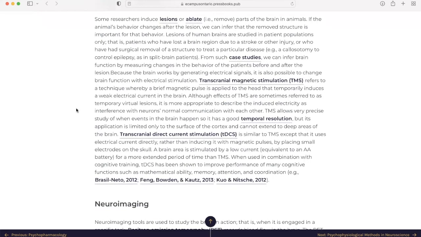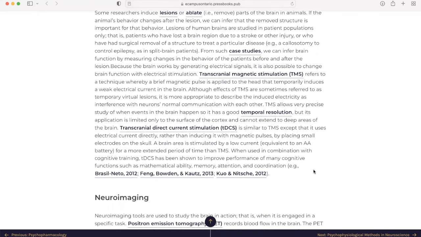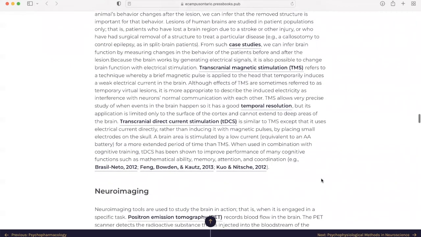One of these is called TMS, Transcranial Magnetic Stimulation, which refers to a technique whereby a brief magnetic pulse is applied to the head that temporarily induces a weak electrical current in the brain. Kind of a virtual lesion, per se. TMS allows very precise study of where events in the brain happen, so it has good temporal resolution, but its application is limited only to the surface of the cortex and cannot extend to the deep areas of the brain.